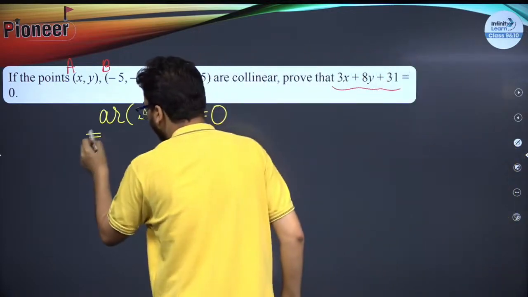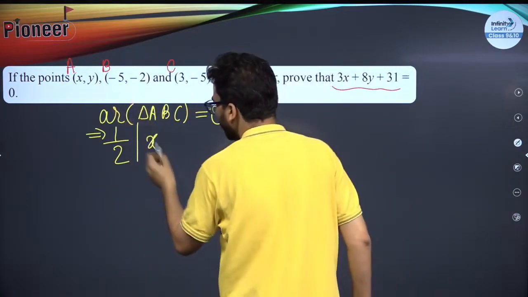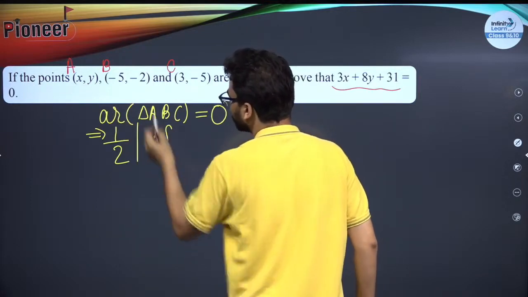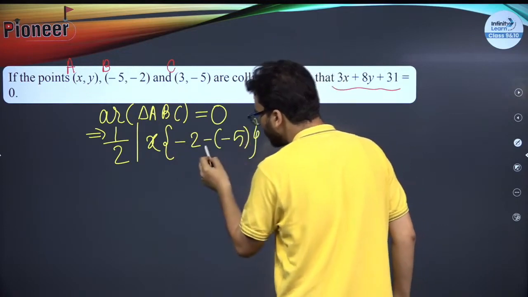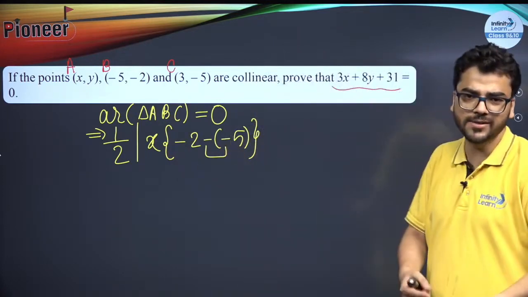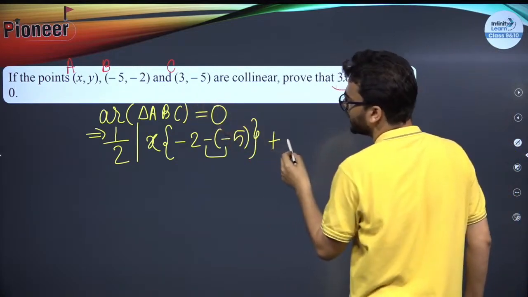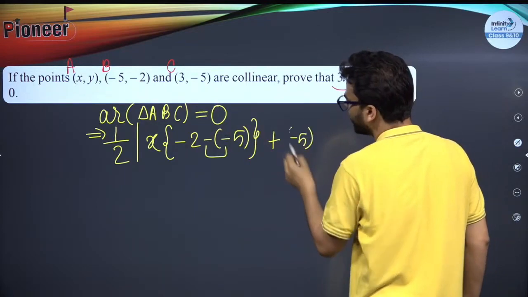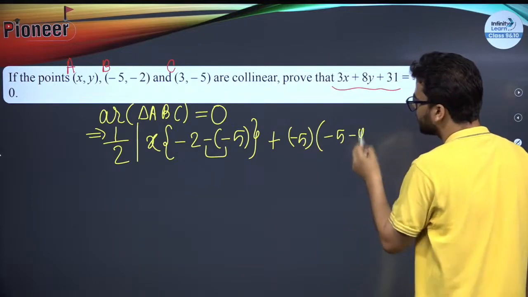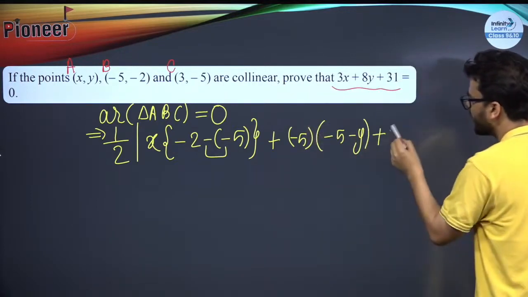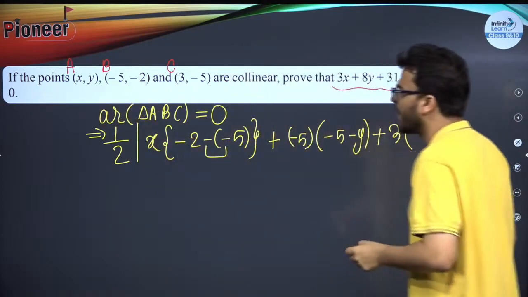So that will be equal to half into modulus of x1, so that is x only, x1 into y2 minus y3, so that is minus 2 minus of minus 5. I hope you understand why two negative signs are coming over here, because using the formula, right? y2 minus y3 plus x2 over here, x2 is minus 5, correct? That is minus 5, x2, y3 minus y1. So minus 5 comma minus y plus x3 y1 minus y2.